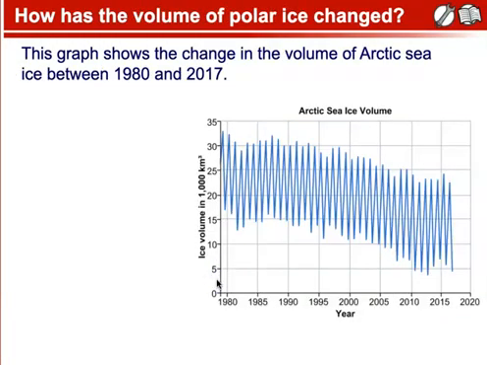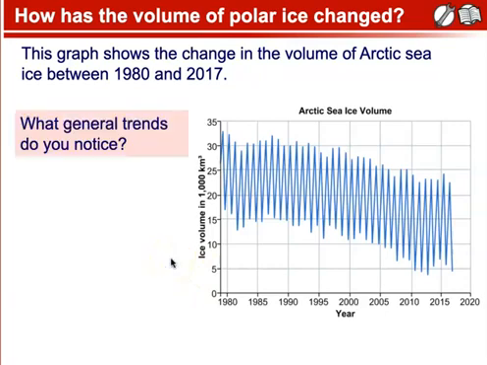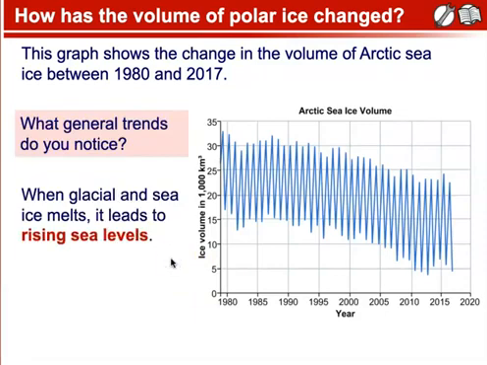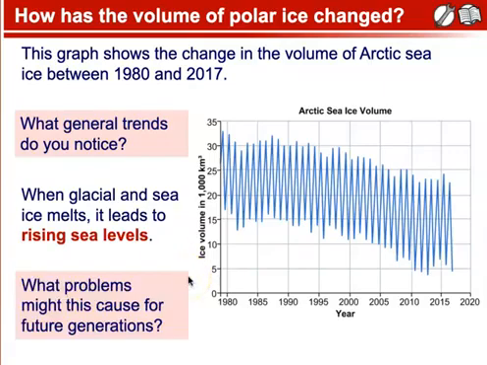How has the volume of polar ice changed? This graph shows the change in the volume of Arctic sea ice between 1980 and 2017. What general trends do you notice here? When glacial and sea ice melts, it leads to rising sea levels. What problems might this cause for future generations?